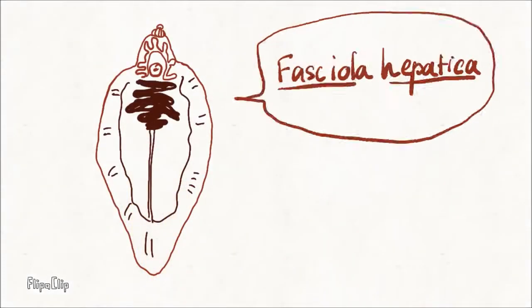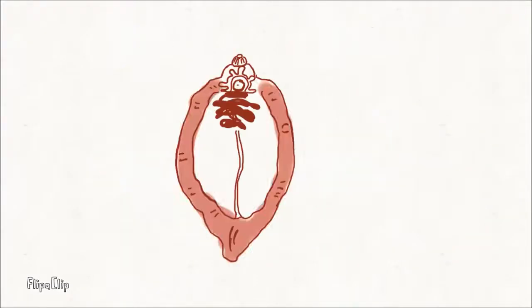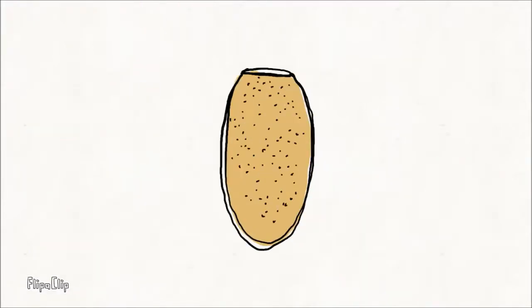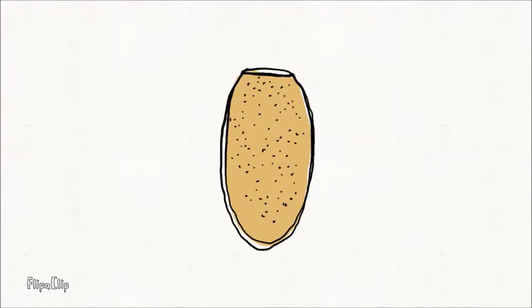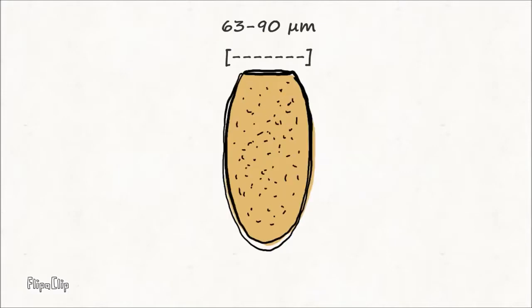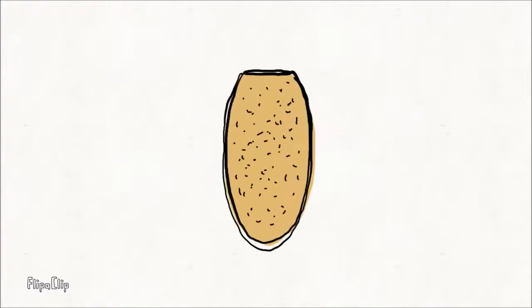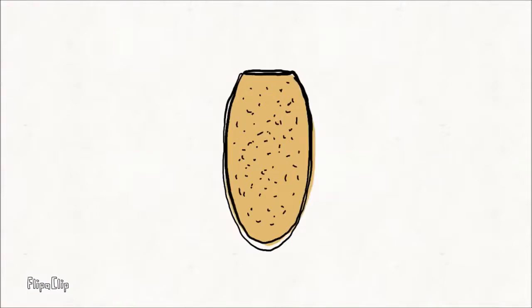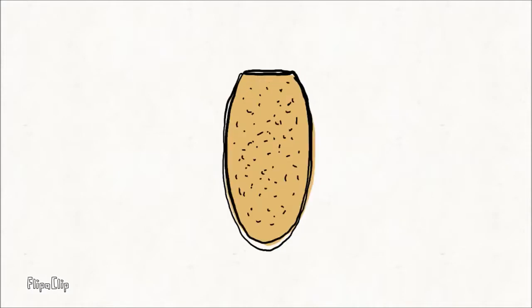Now, let's go through each stage in the life cycle of the common liver fluke and see the differences between each stage. This is an unembryonated egg. At this stage, the egg doesn't develop to have an embryo in it yet. The size of an egg is about 63 to 90 micrometers in width and 130 to 150 micrometers in length. It has an oval shape with yellow-brown color and a thin shell. The egg has an open lid on one end called the operculum.